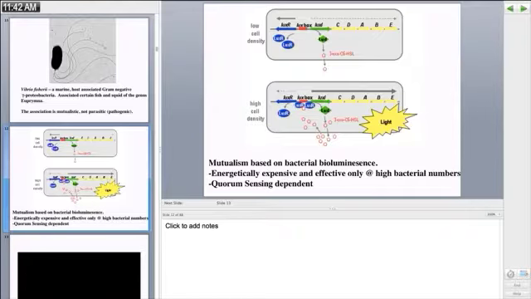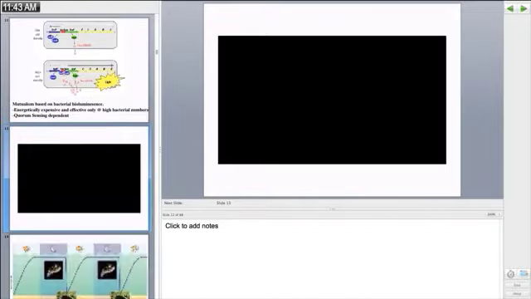So the bacteria have evolved to use quorum sensing to make sure that they only express light when the bacteria are at very high concentrations. This is the video.